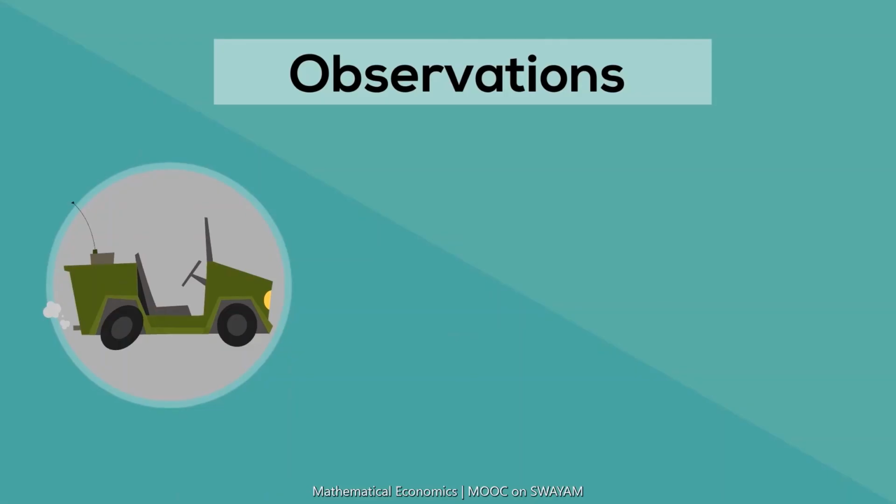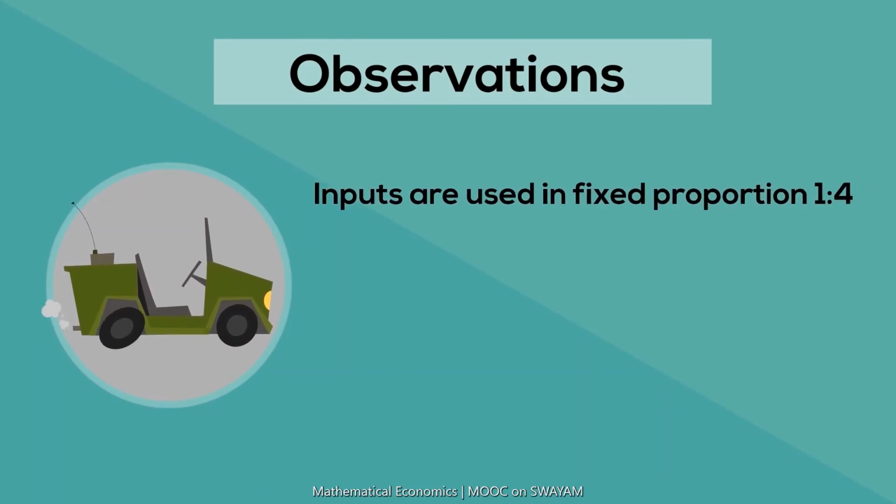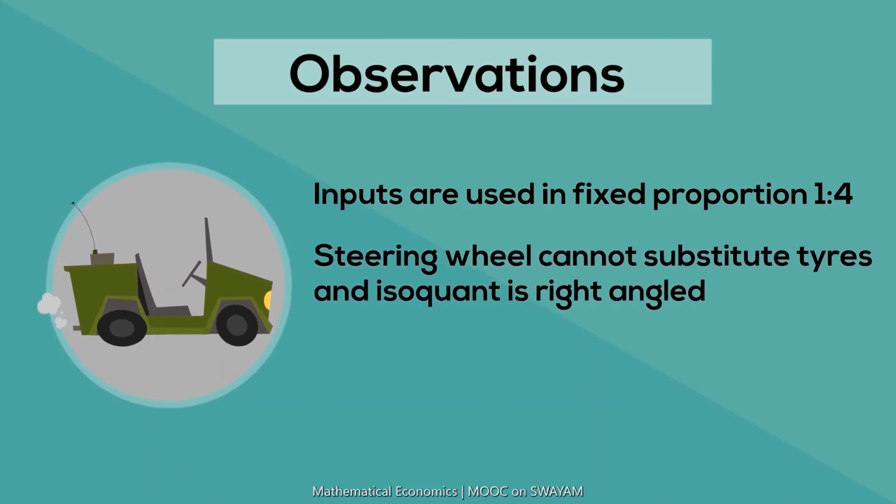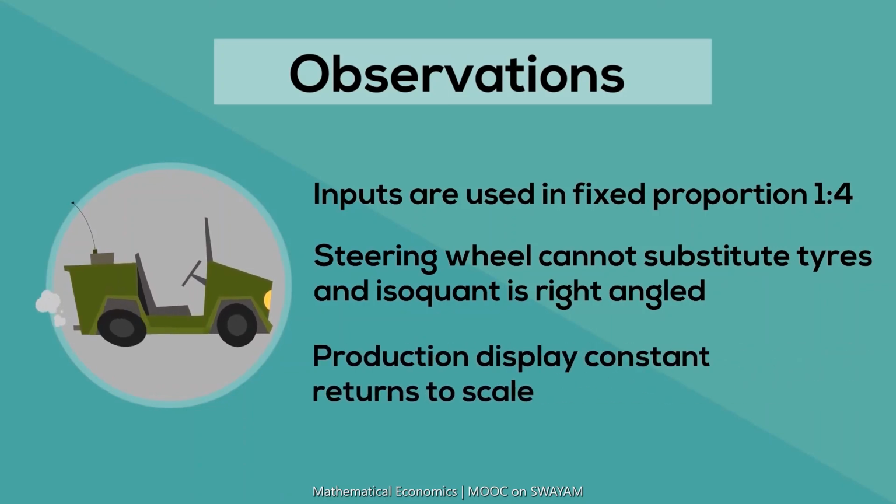The observations from this example are: inputs are used in the fixed proportion 1:4. Steering wheel cannot substitute tires, and therefore the isoquant is a right angle. The production displays constant returns to scale.